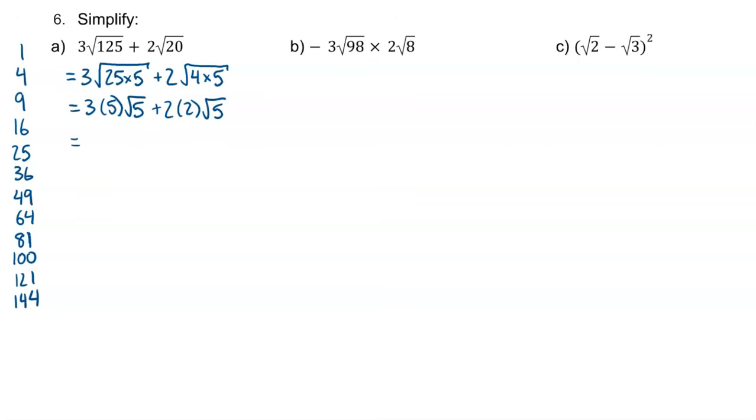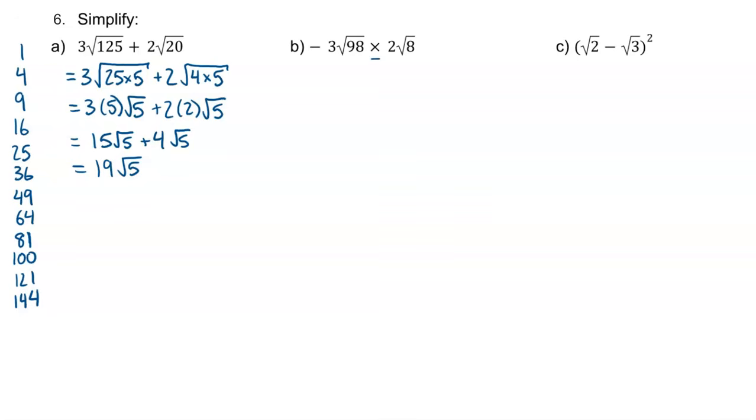And so now 3 times 5 is 15. So 15 root 5, and 2 times 2 is 4. So 4 root 5. And now because they're the same radicals, I can add the numbers in front of the radicals. So I get 19 root 5. If those were not the same radicals, I could not add the numbers in front.